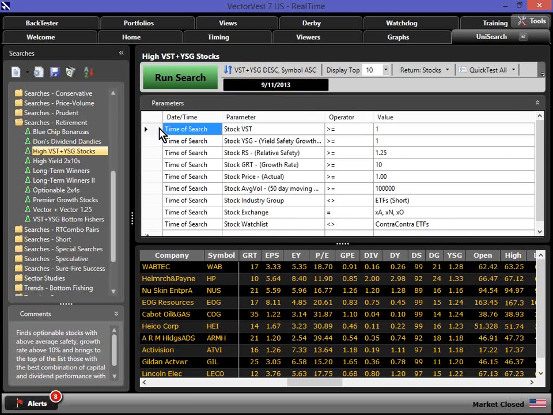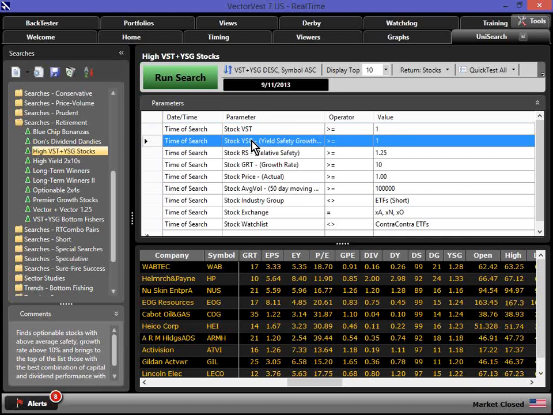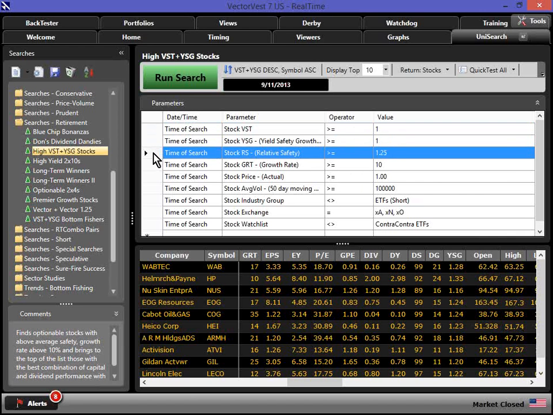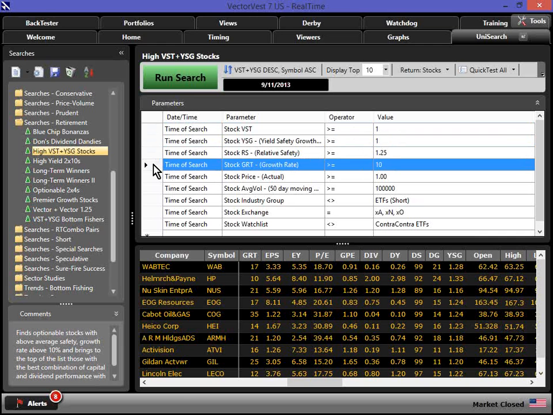But look at what we're also getting. We're making sure that the VST is over 1. We're making sure that the YSG is over 1. And by the way, it's on a 0 to 2 scale. All right, its relative safety is over 1.25. Remember, conservative investor is typically focused on safety. So relative safety is very good at over 1.25. Growth rate, greater than or equal to 10, earning 10% a year.